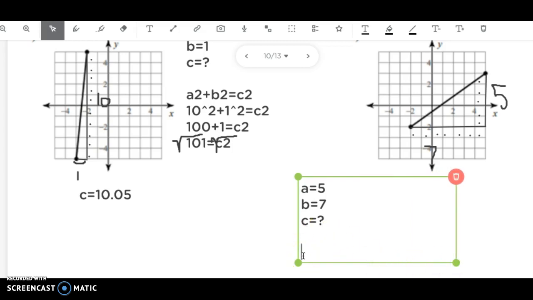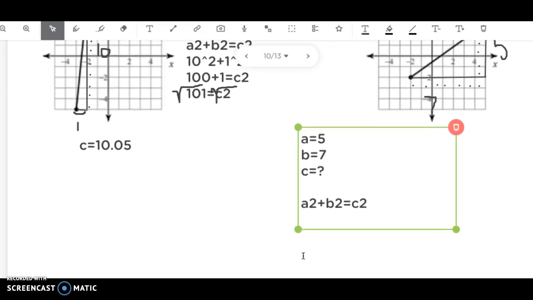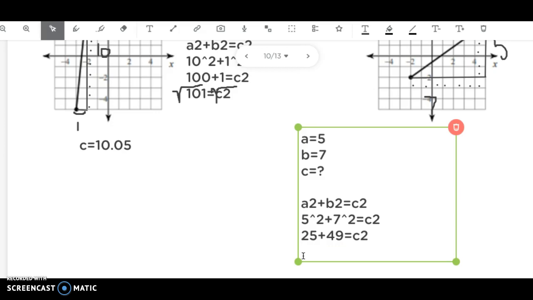Okay, so A squared plus B squared equals C squared. Okay, so we know A is 5, so there's going to be 5 squared. Can't find my button. Plus B squared, which is 7. Here's my button. And that equals C squared. All right, we know that 5 squared is 25 plus 49 equals C squared. All right, so now we have 25 plus 49.